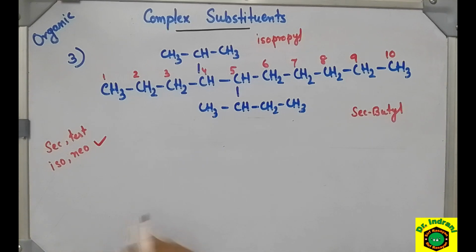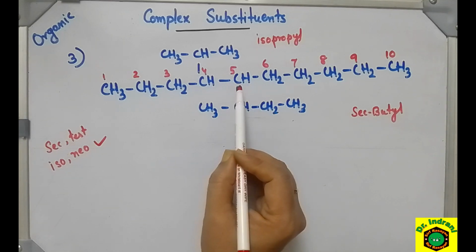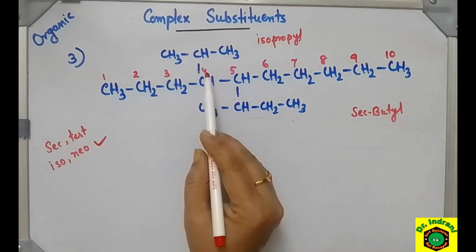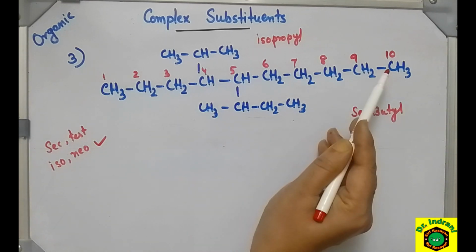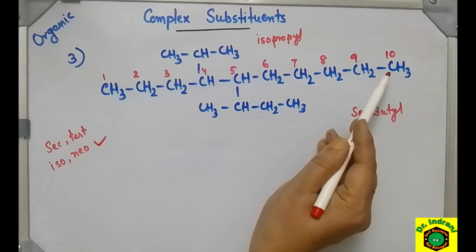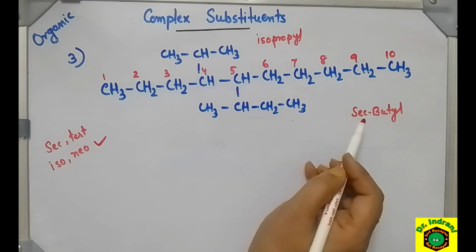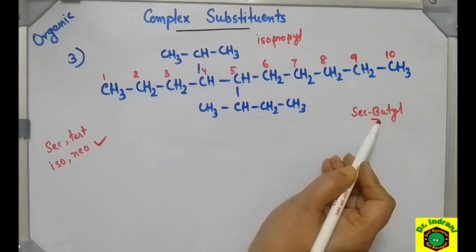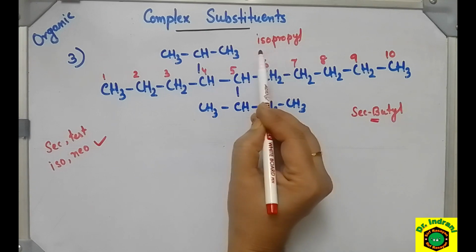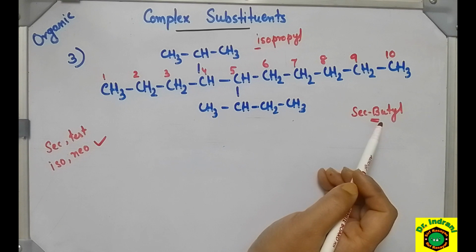So see here now, this is secondary butyl and this is isopropyl. At the 5 position secondary butyl is there, and at the 4th position isopropyl group is there, and the parent chain is having 10 carbon atoms. So we can write its name. Between these two, secondary in alphabetical order we don't need to consider. So here we have to consider B, and for isopropyl we can consider I. So between these two alphabetically B will come first.